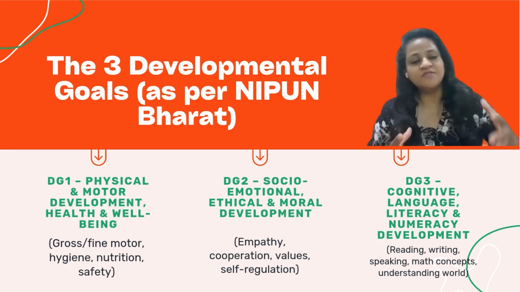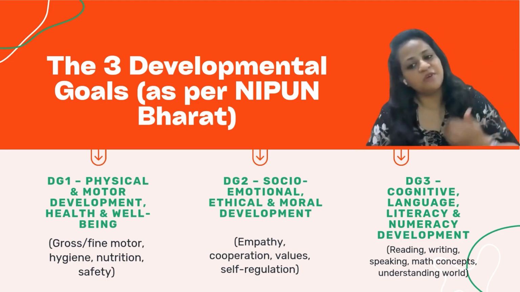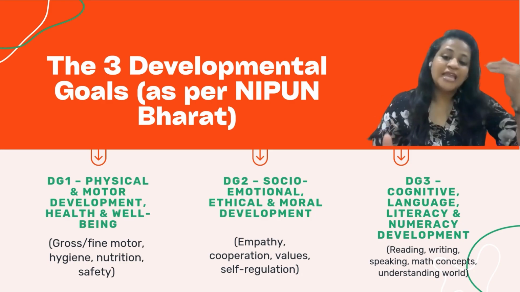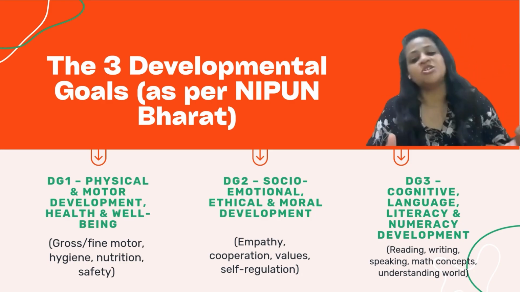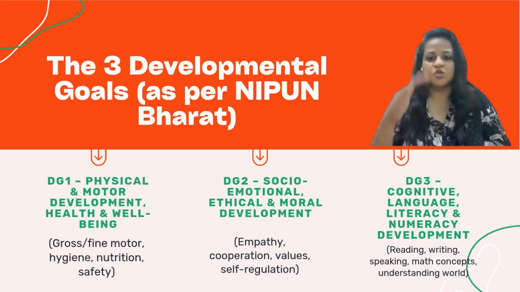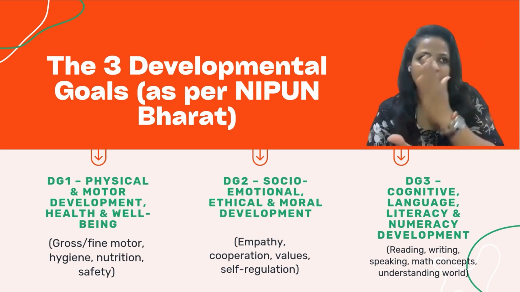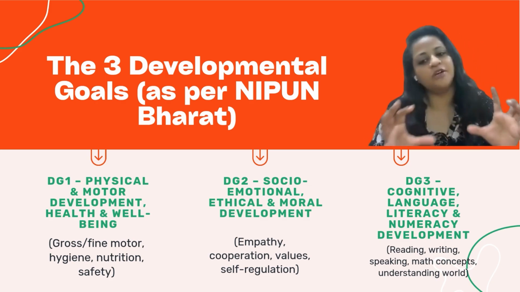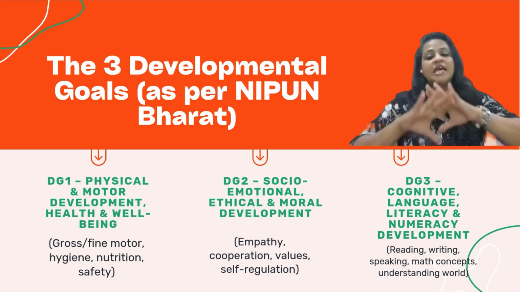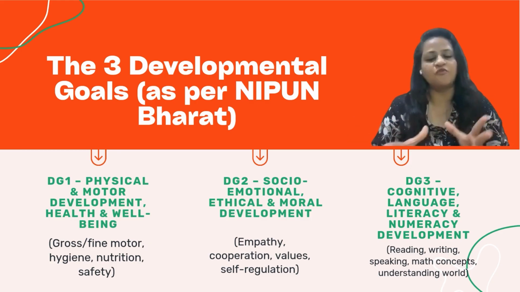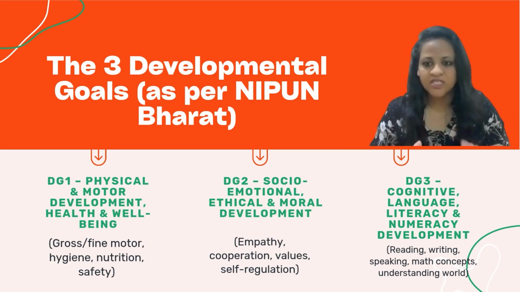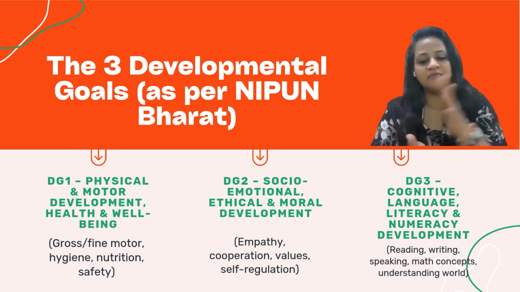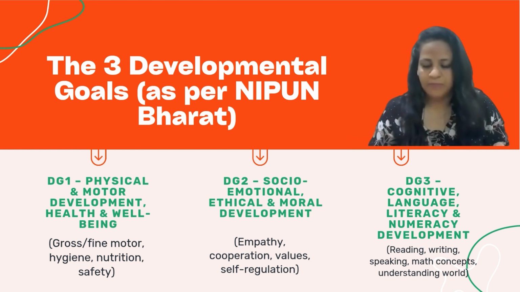These learning objectives, you can select any objective of your choice, one, two, three, as per your choice, and you can assess the child based on those objectives. So every DG, that is the developmental goal, has a set of learning objectives. In total, we have around 36 to 40 learning objectives that are divided among these three developmental goals.